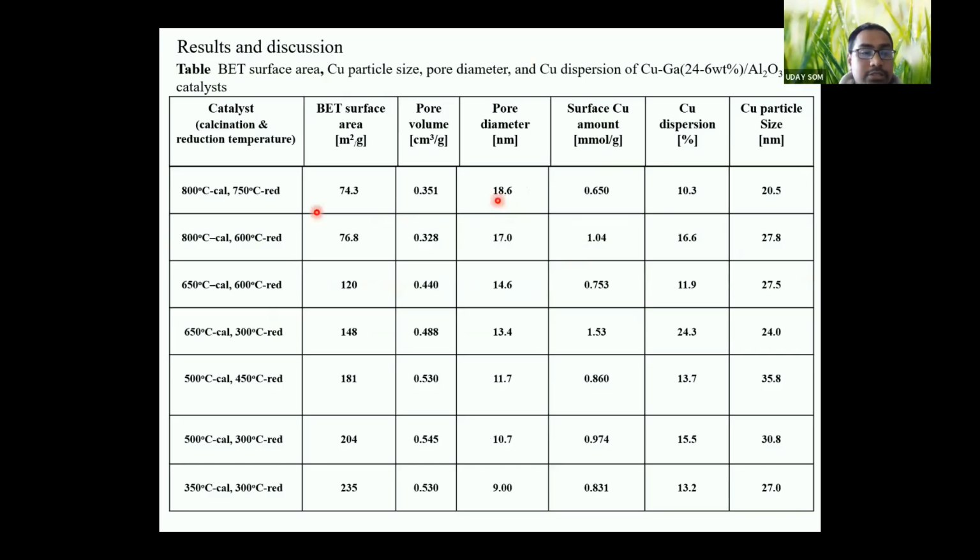So in these slides, I try to show some charts of the catalyst calcination and reduction temperature, and how I get the BET surface area, the pore volume, pore diameter, surface copper, copper dispersion, and copper particle size. This chart is important for characterizations of the surface area, copper particle size, pore diameters, and copper dispersions. I try to write this down in the table on my left side. So with calcination and different reduction temperatures, I get the surface area.